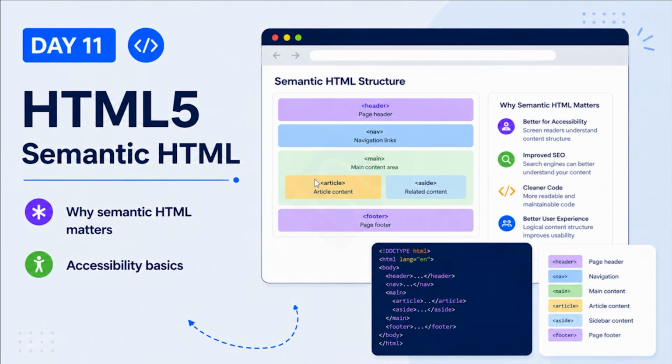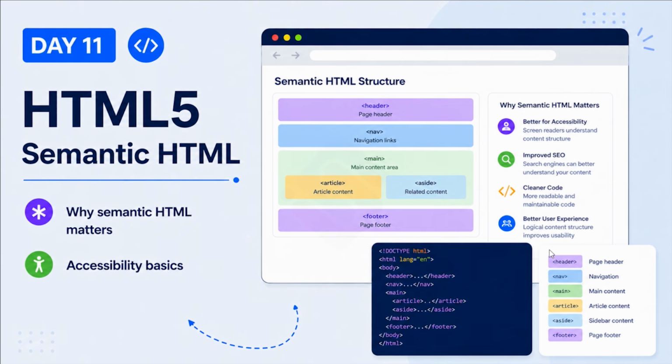So these tags tell browsers, search engines and developers what each part of the web page represents. So think of it like labeling rooms in a building. Instead of naming every room just a room, we use labels like kitchen, bedroom, and office. This makes the building easier to understand. Semantic HTML works the same way for a web page.